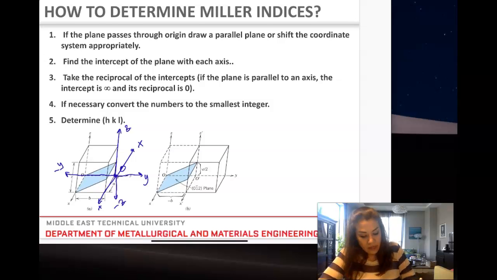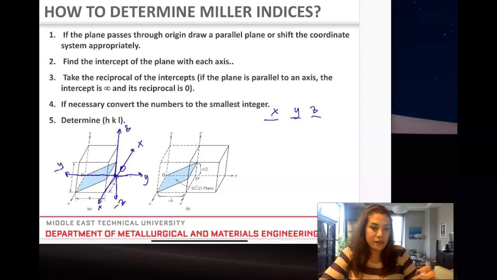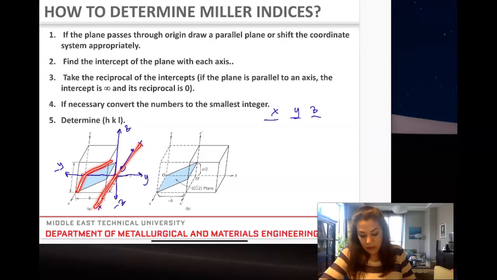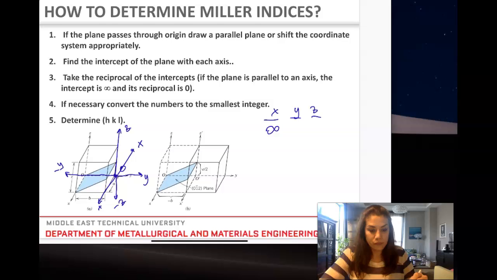This direction, x, y, z directions. Where does the plane intersect with my directions? In the case of x, it is not intersecting, it is parallel to it. So, if it's parallel to it, it is intersecting at infinity, right? What about the intersection of that plane with y?